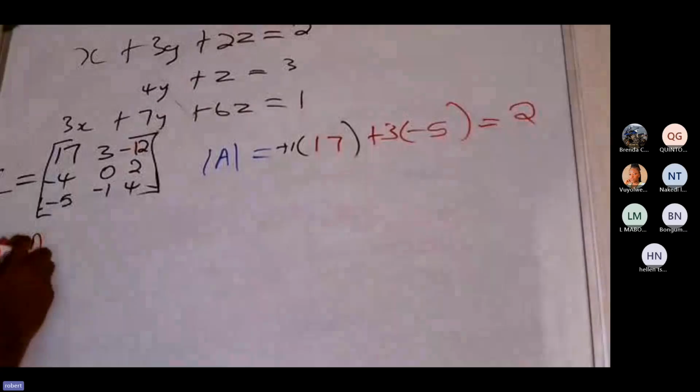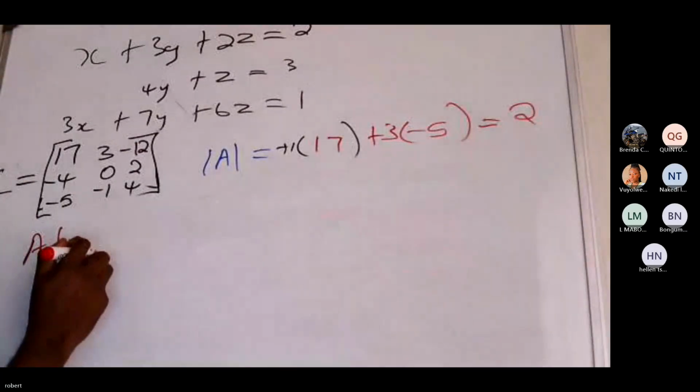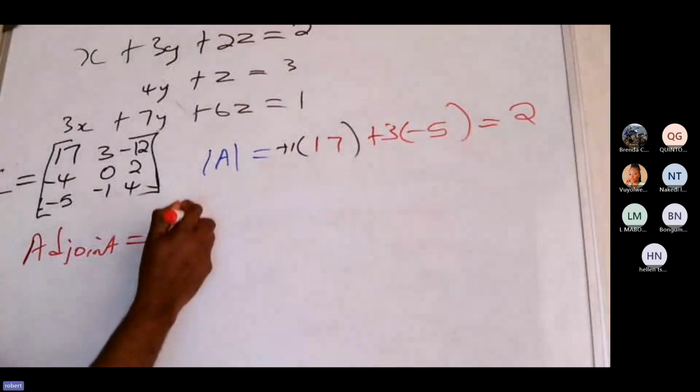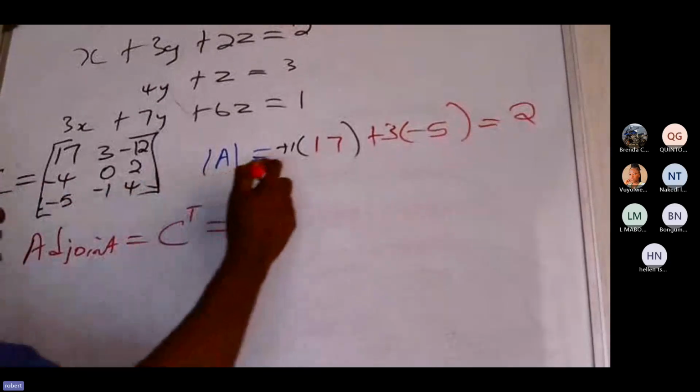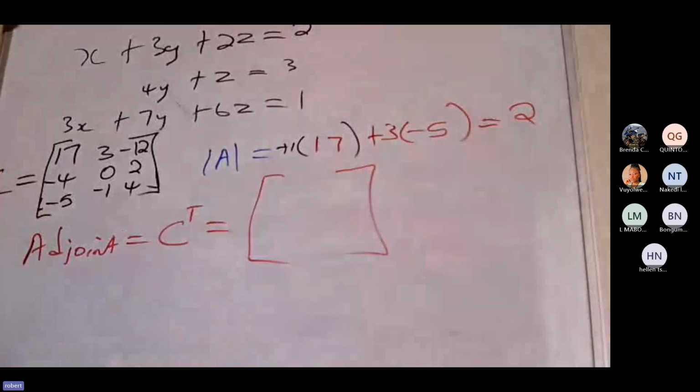Then we must now find the adjoint, which is the transpose of the cofactor matrix. We just have to find the transpose now. How do you find the transpose? The elements in the first row will now be the elements in the first column. The elements of the second row will now become the elements of the second column. The elements of the third row will now become the elements of the third column.